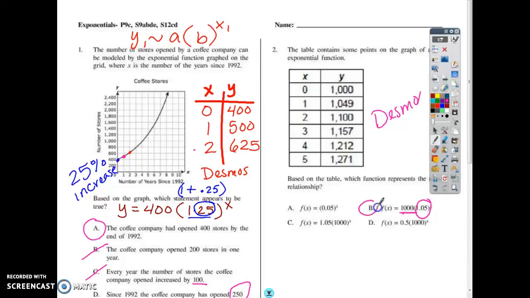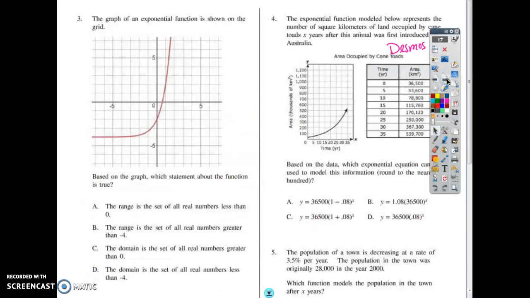Our answer is B. Again, this one doesn't have a starting point outside. This one says that it starts at 1.05, and that's not what we started with. And this one says that we started with 0.5. So you could have just looked at the table and kind of figured it out. Know that it starts at 1,000. Okay, problem 4.